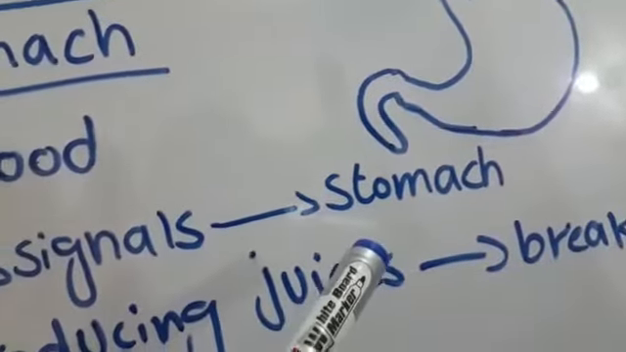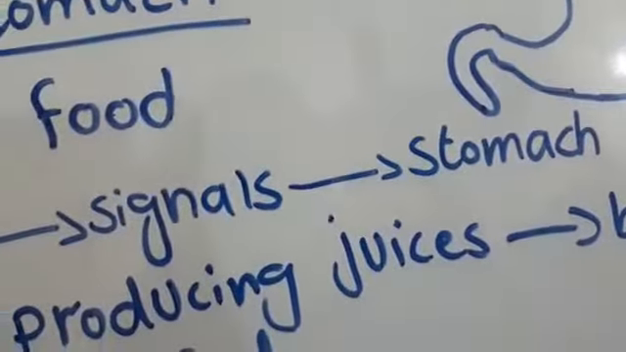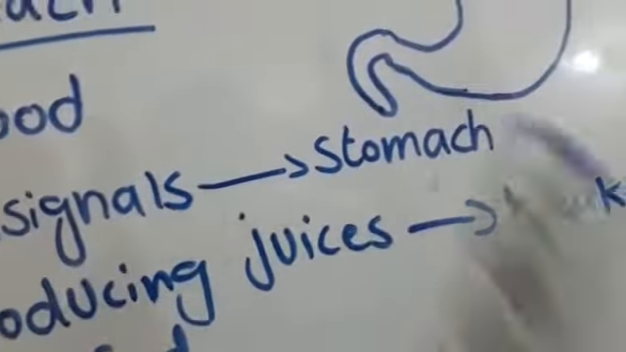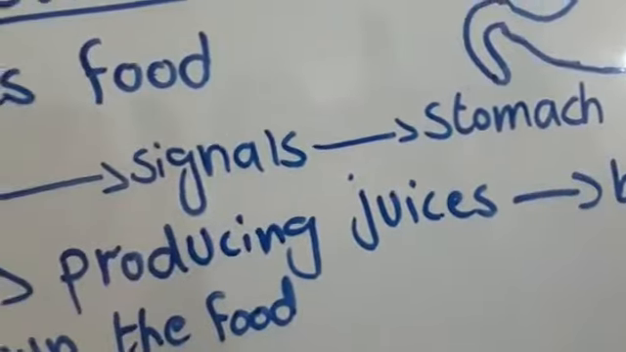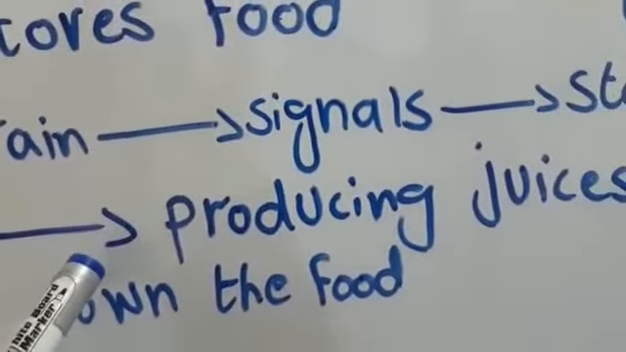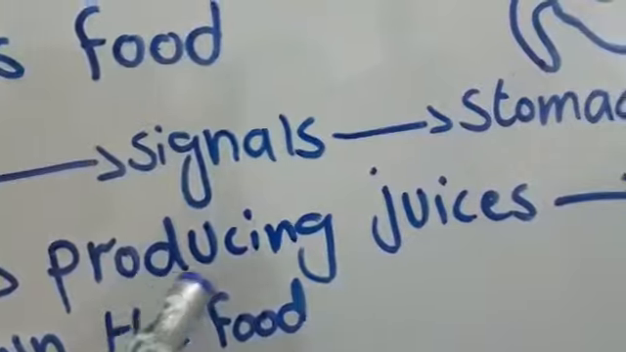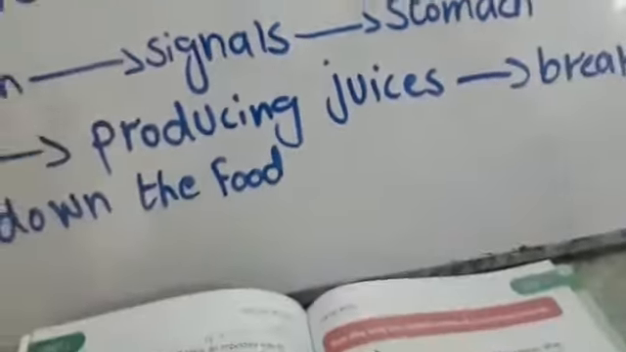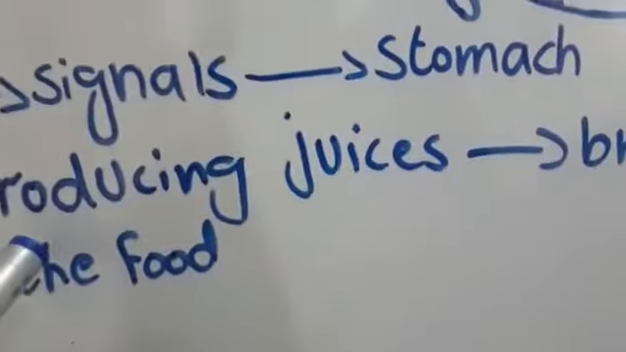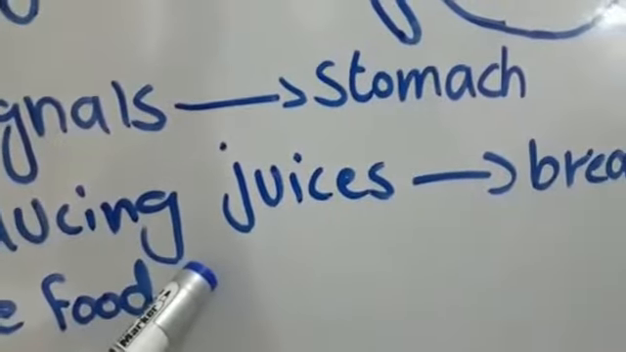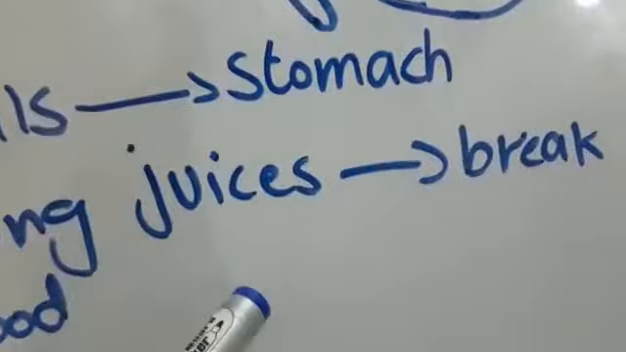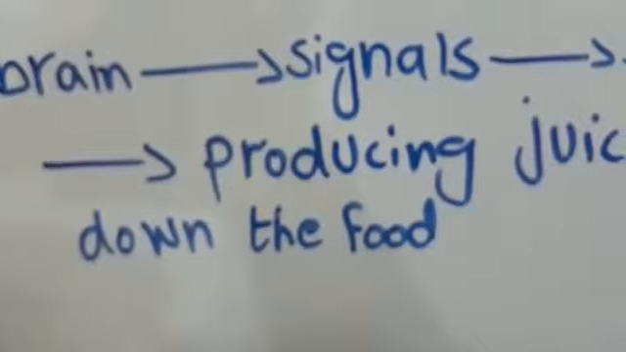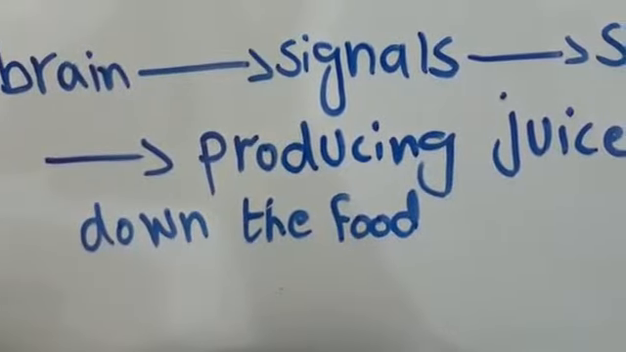The stomach is our part of the body. The brain is also our part of the body. The brain sends signals to the stomach. Clear? And the stomach, what is the function of the stomach? It produces juices. Some sort of liquid is there. It produces juices. And what is the function of those juices? To break down the food.